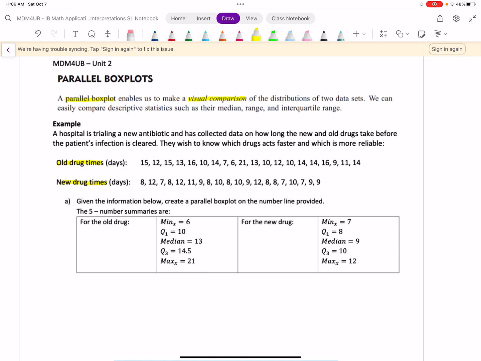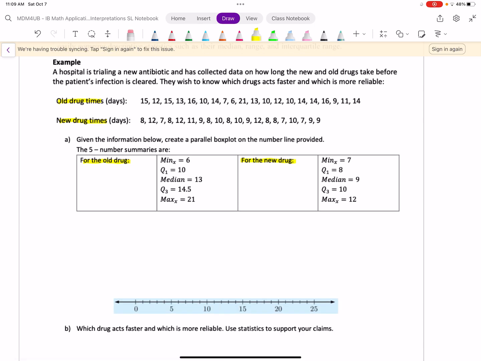All of the information has already been summarized for us. So the 5-number summaries are below. This is for the old drug and this is for the new drug. What we're going to do is make a visual comparison of these, so a parallel box plot. We just put them over top of each other.